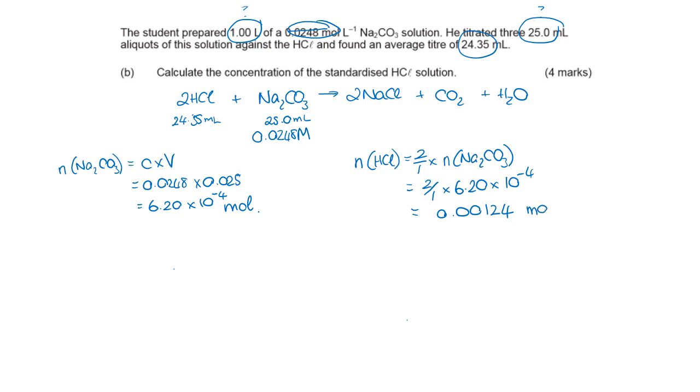You can show your numbers as scientific notation if you're happy with that, or if you're more comfortable just using a decimal number like that, then please do so. Don't worry about scientific notation. In the old days they were a bit picky about it, but it's not an issue anymore. And then finally we've got the concentration of our hydrochloric acid, which is simply number of moles on our volume. So this is where we need our titration value, which was, and don't forget to convert it to litres.